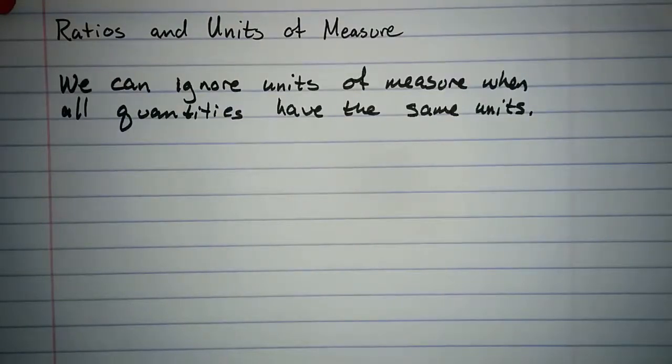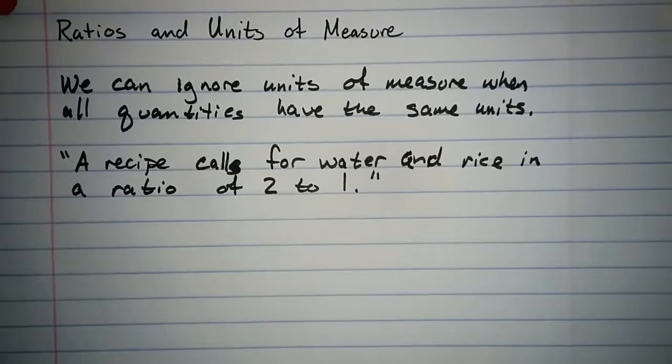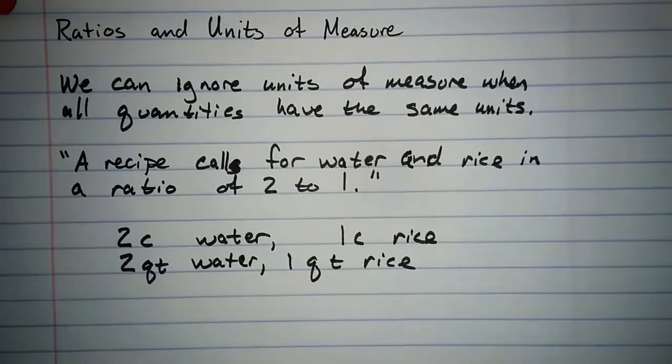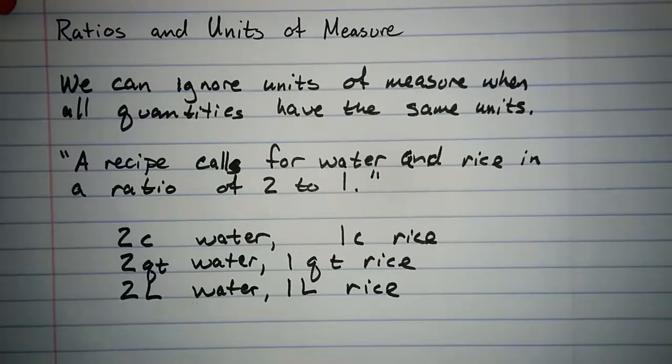So, for example, if I were to say a recipe calls for water and rice in a ratio of 2 to 1, well, 2 whats to 1 what? It doesn't matter. That could mean 2 cups of water and 1 cup of rice. It could mean 2 quarts of water, 1 quart of rice, 1 liter of water, 1 liter of rice. Or it wouldn't even need to be any standard unit.